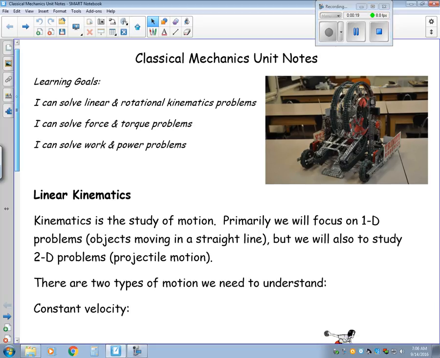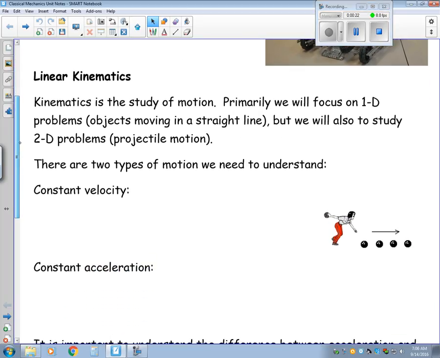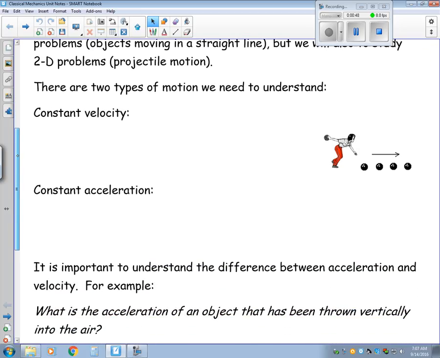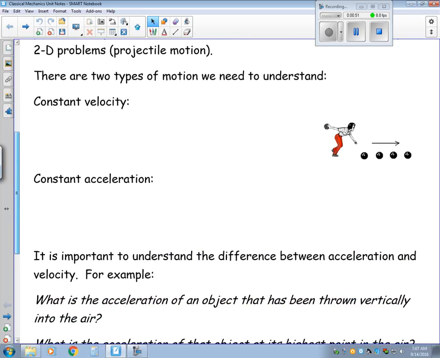So let's get started. For kinematics, we have two broad categories, linear and rotational. So we're going to start with linear. Now, kinematics is the study of motion. And we're going to primarily focus on 1D, so one-dimensional problems. That's objects moving in a line. We'll take a look at 2D problems like projectile motion, but I won't expect you to do a whole lot of math with that. Now, for motion itself, we have two main types, constant velocity and constant acceleration.